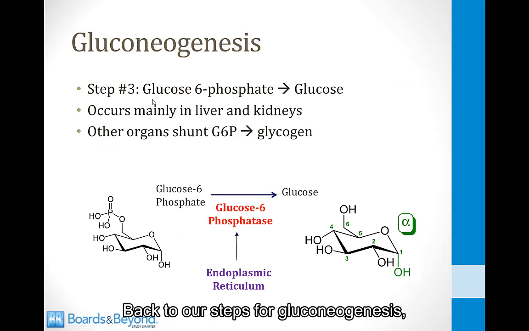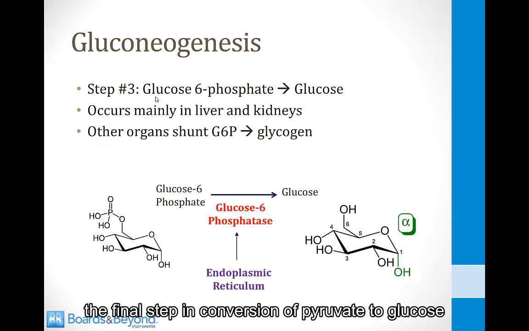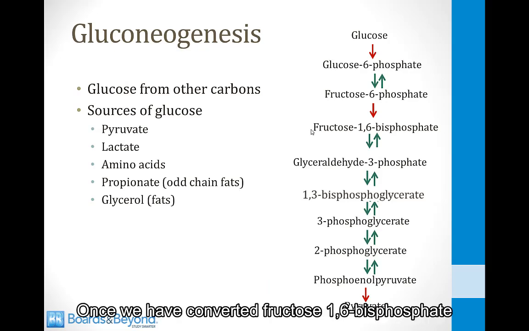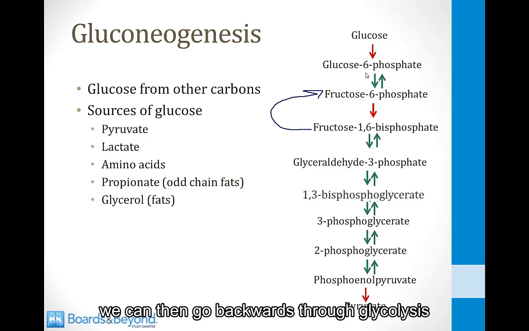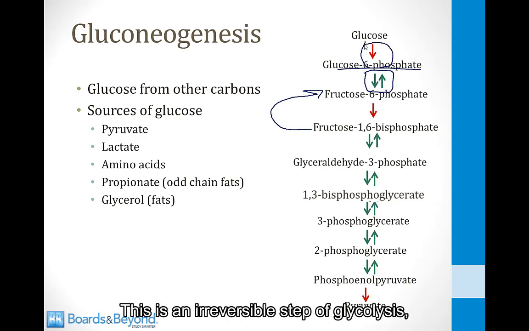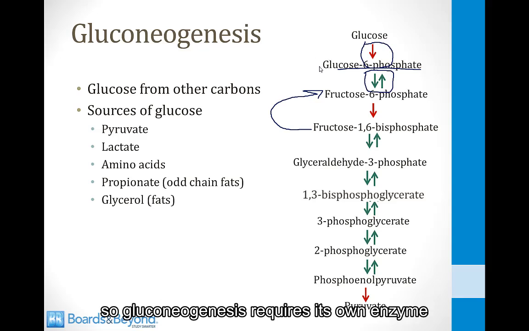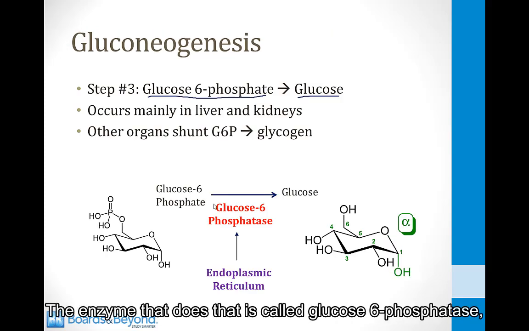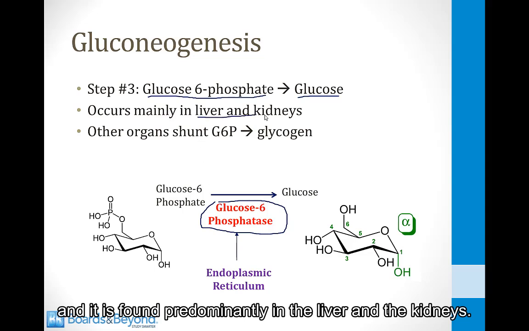Back to our steps for gluconeogenesis, the final step in conversion of pyruvate to glucose is the conversion of glucose 6-phosphate into glucose. Back to our overview slide, once we have converted fructose 1,6-bisphosphate into fructose 6-phosphate, we can then go backwards through glycolysis until we reach glucose 6-phosphate. This is an irreversible step of glycolysis, so gluconeogenesis requires its own enzyme to synthesize a molecule of glucose. The enzyme that does that is called glucose 6-phosphatase, and it is found predominantly in the liver and the kidneys.